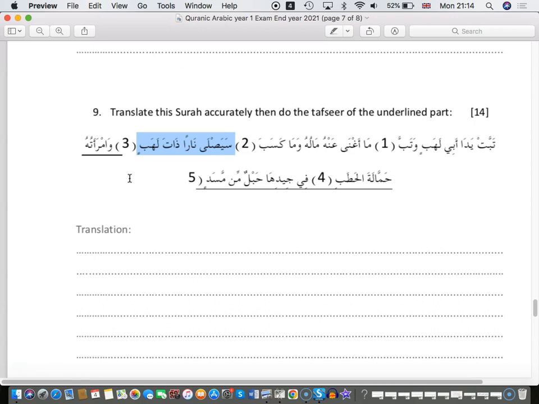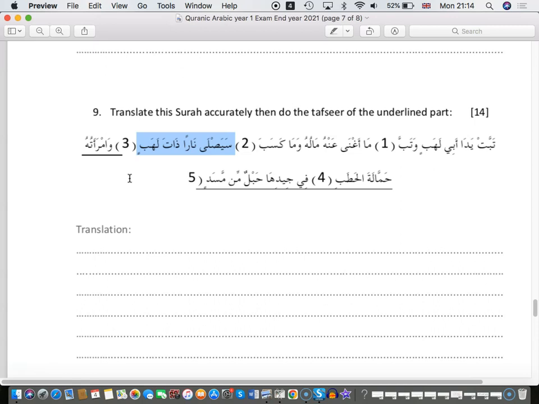Very soon he will be thrusted into a fire. Blazing or perpetual huge fire. Huge, perpetual, blazing, it's three words there. Fire that possesses something. Possessing fire. Intensity.